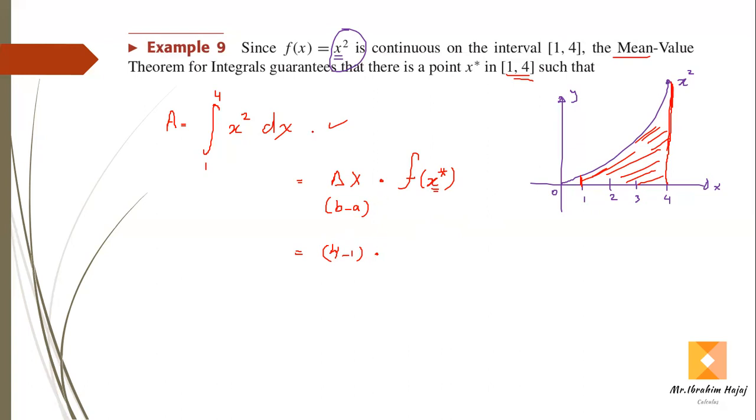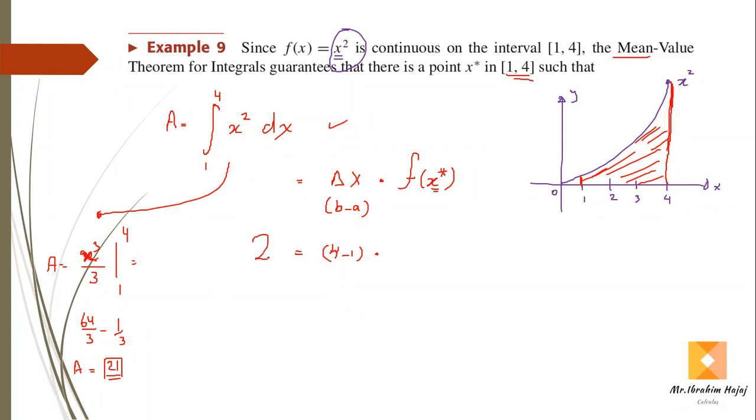What's the area? Let's find the area the normal way so I can get x star. So x cubed over 3 from 1 to 4. This is the area A. So the antiderivative of x squared is x cubed over 3. When it's 4, it gives us 64 over 3, minus 1 over 3, which equals 63 over 3, which is 21. The area A here is 21.